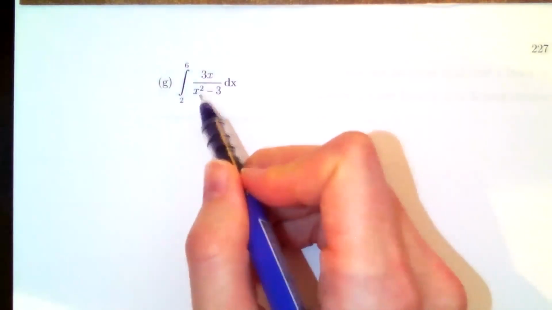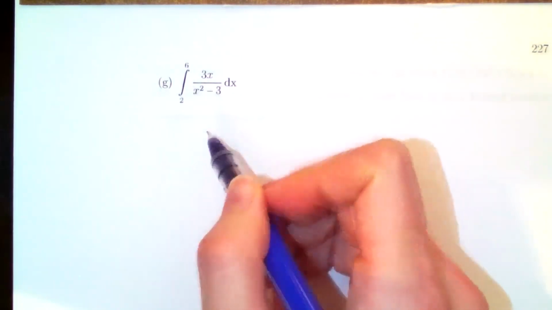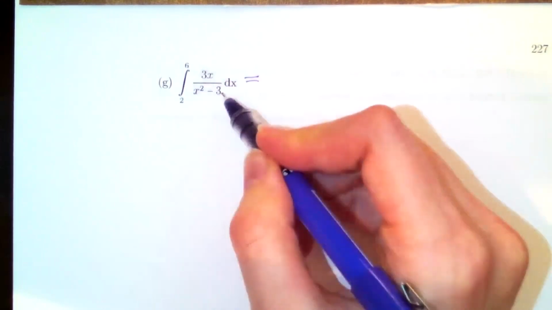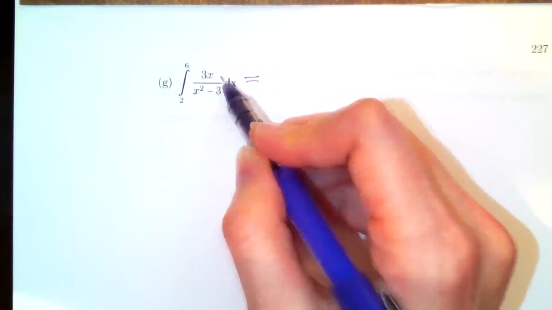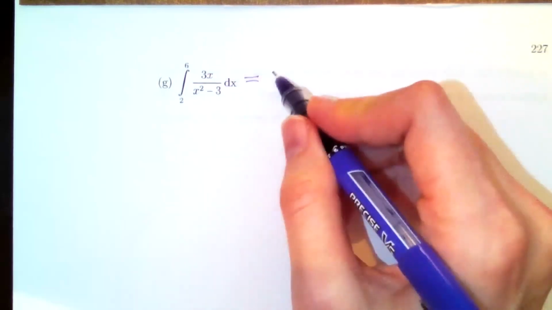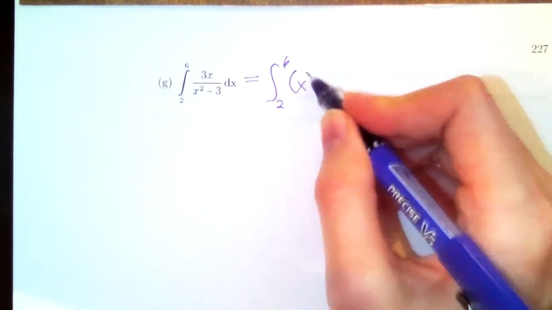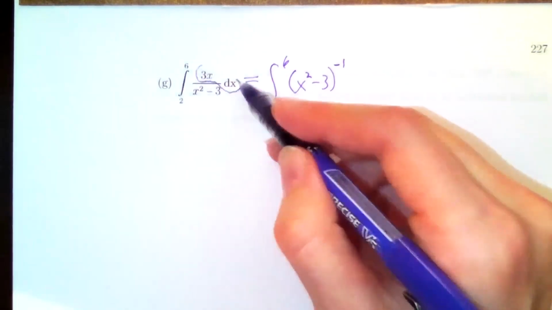First of all, I have 3x in the numerator of a fraction. But this is a fraction where my denominator looks to have the power of 1. There's no power on this down here. So that is to say, if I manipulate this a little bit, I can bring up the x squared minus 3 term into the top. So this becomes the integral from 2 to 6 of x squared minus 3 to the negative 1 power times that 3x dx.